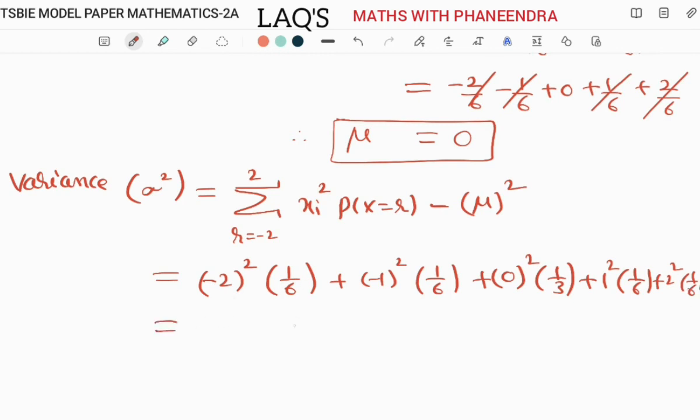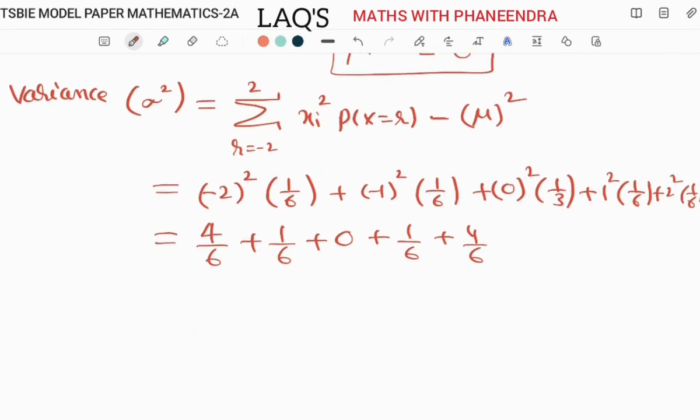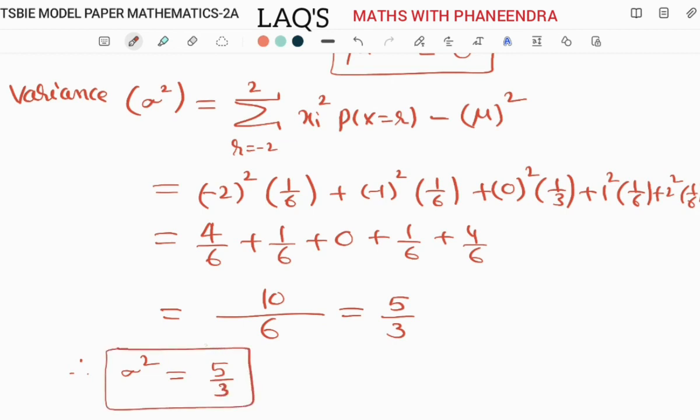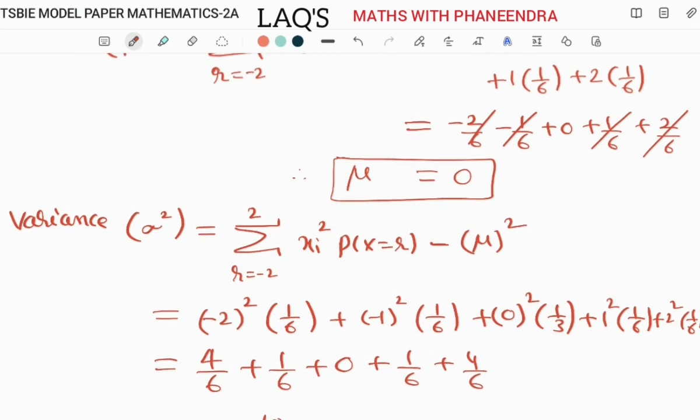So 4 into 1 by 6 is 4 by 6, plus 1 by 6, plus 0, plus 1 by 6, plus 4 by 6. After taking LCM 6 here, 4 plus 4 plus 2, 8, so total 10 by 6. 10 by 6 means 5 by 3. So therefore sigma square, or variance, is equal to 5 by 3. I hope you people understand this, students. According to this, we can do.